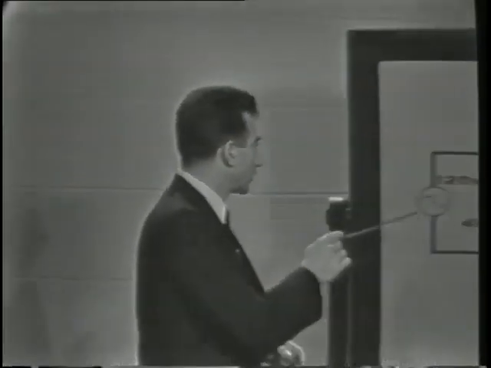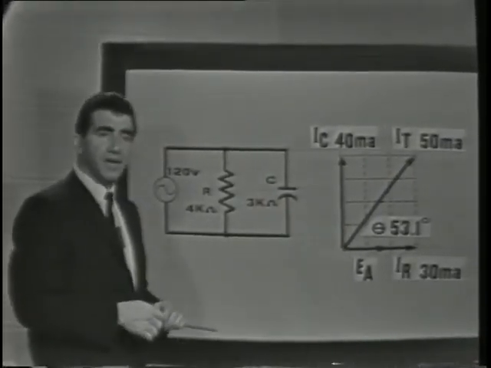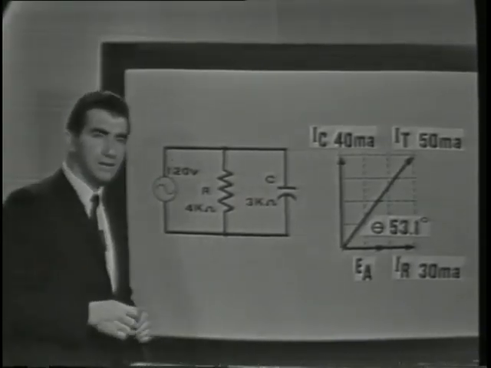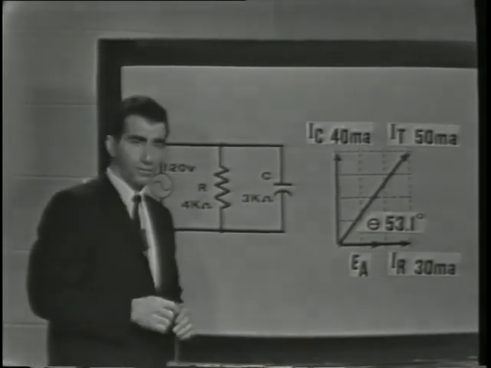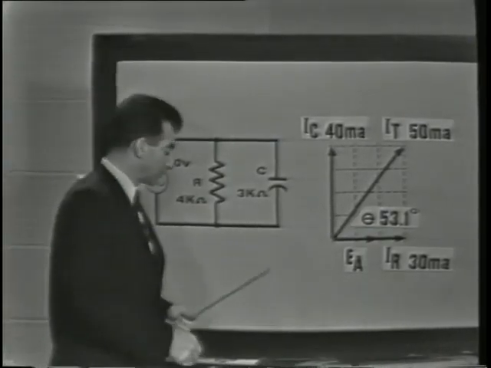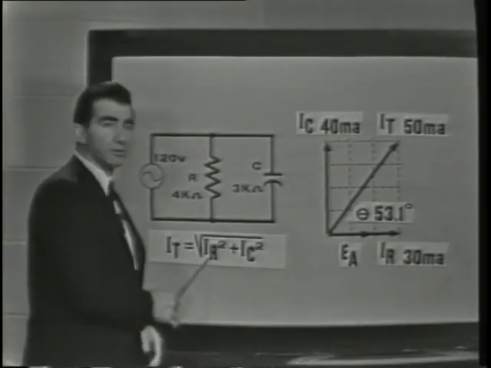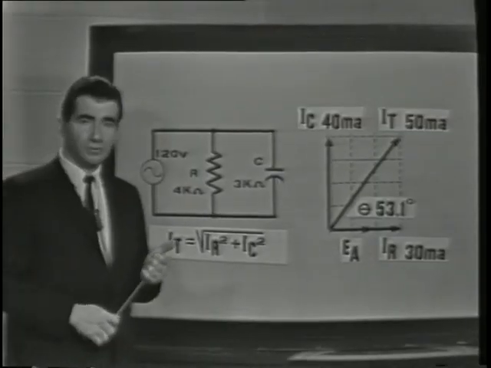Let's review the facts we've discussed within the last few minutes. First, we saw that EA, or the voltage applied, was used as the reference vector. And the phase difference in this circuit was shown by the branch currents, IR and IC. And the branch current values were determined by applying Ohm's law. The approximate total current could be discovered by measuring the resultant vector on the graph, or more accurately, by using Pythagorean's theorem. Total impedance in the circuit was found by using Ohm's law also.